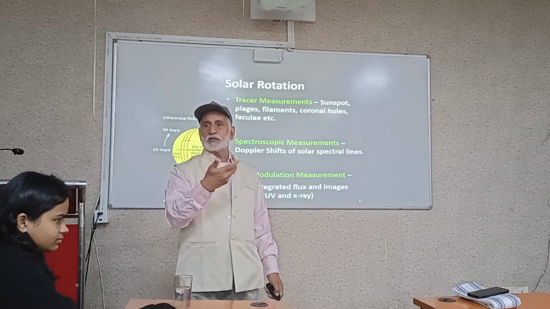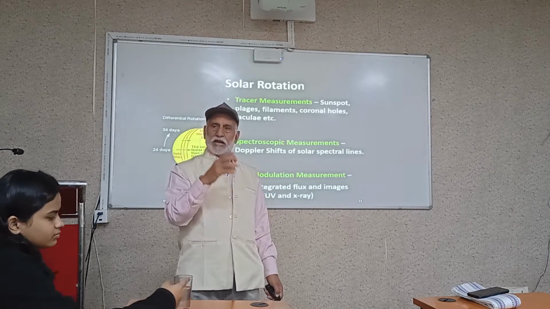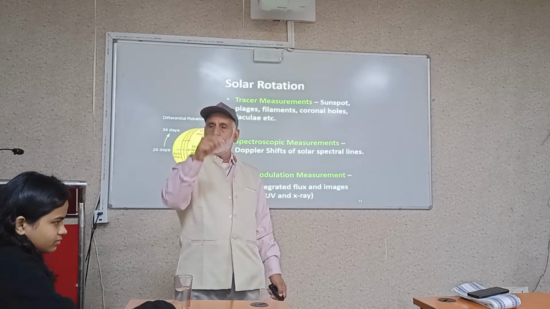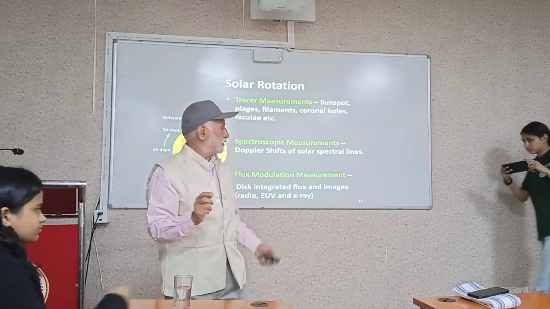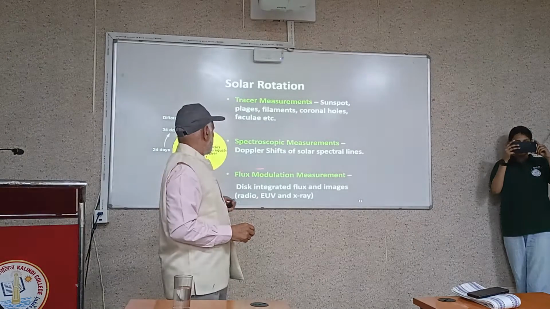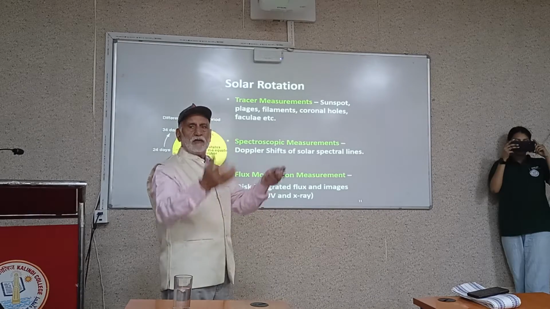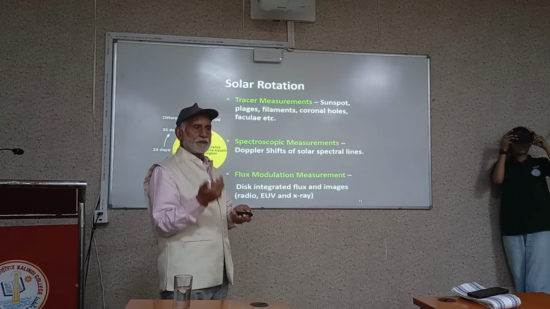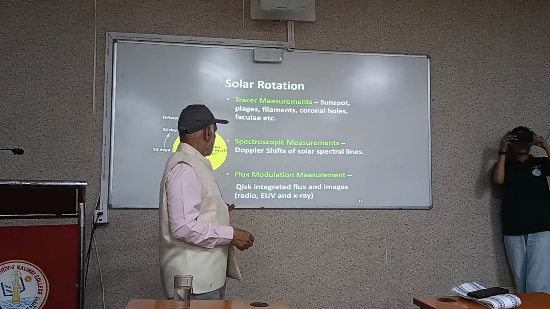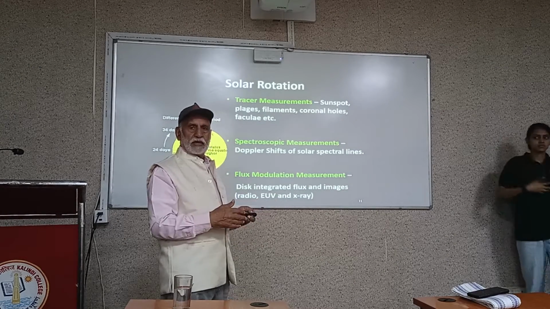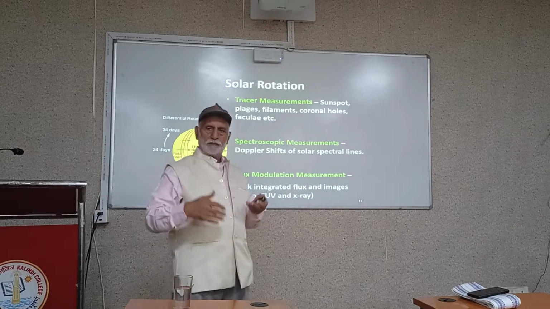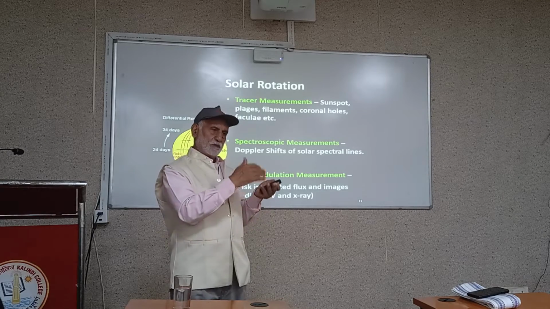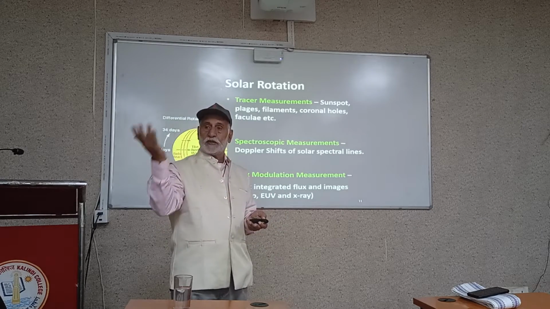Because of the rotation, any radiation that comes from a rotating body will have that rotation imprinted on it. So this method we call the flux modulation method. Any emission which is coming from the sun gets modulated because of the rotation. So there are a large number of measurements that have been done the world over at various wavelengths, from the ground as well as from space.